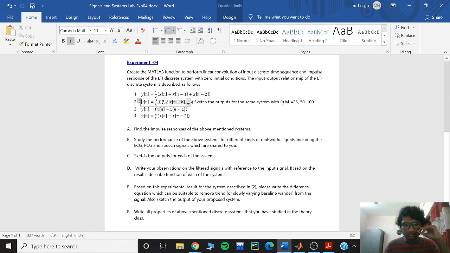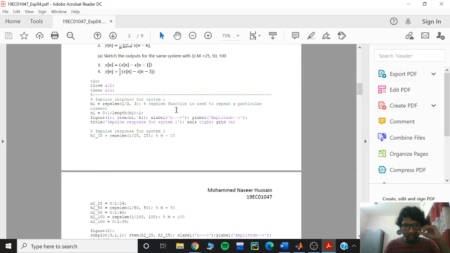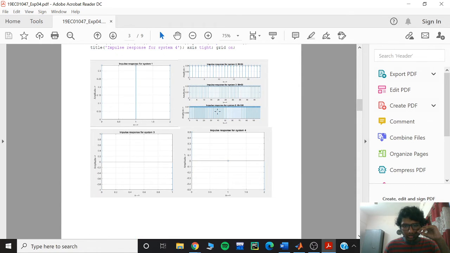Now for this second system, you can observe that the value of the impulse response will be 1 by M for n equal to 0 to M minus 1 and 0 everywhere else. Similarly for this third system, the impulse response will take value 1 at n equal to 0 and minus 1 at n equal to 1. And for this fourth system, the value of the impulse response will be 1 by 2 at n equal to 0 and minus 1 by 2 at n equal to 2 and 0 everywhere else. So this is how the impulse response for the four systems will look.